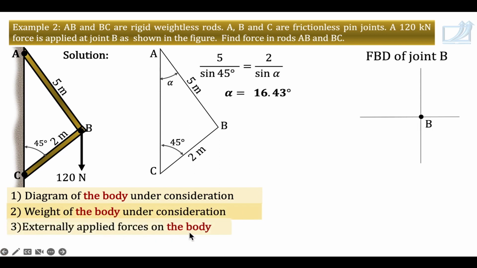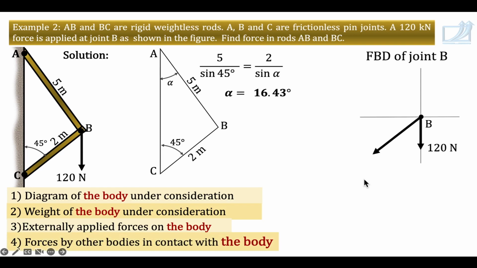Third step, externally applied force. Yes, there is one externally applied force. It is to be shown as it is, at B, 120 Newton downwards. These are two rigid two-force members. How to show force by a two-force member? Assume pull type of force. So force by rod BC makes 45 degrees with vertical. Label it with letter F. If it is a wire, we use letter T. And rod AB makes alpha, 16.43 degrees, with vertical. This is how we have shown force by member AB.